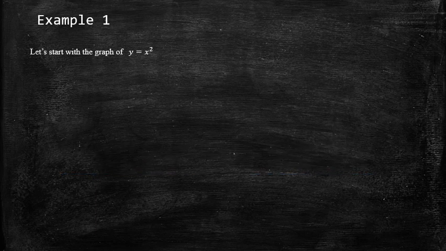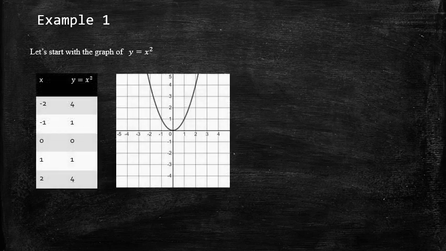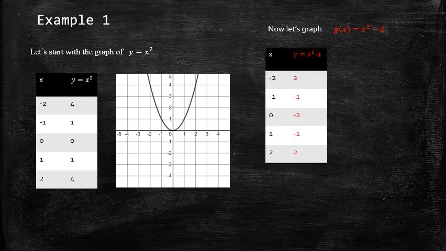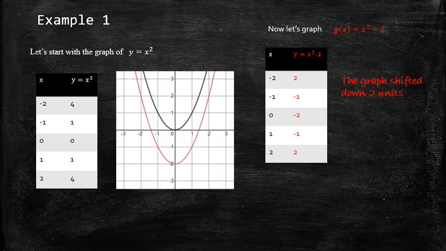All right, so we're going to start with the graph of y equals x squared. So this is the parabola that we're hopefully all familiar with. And let's use this to graph the new function g of x is equal to x squared minus 2. So notice that the y values all decreased by 2, and the graph was shifted down 2 units.